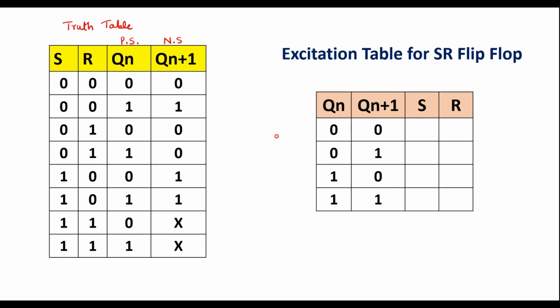So now let's see how to derive the excitation table from the truth table. Here in the excitation table, we can observe that Qn and Qn plus 1 are written first, then the inputs are written on the right side. Similarly here, S and R are written on the left side, and Qn and Qn plus 1 are written on the right side. So here Qn is the present state and Qn plus 1 is the next state.